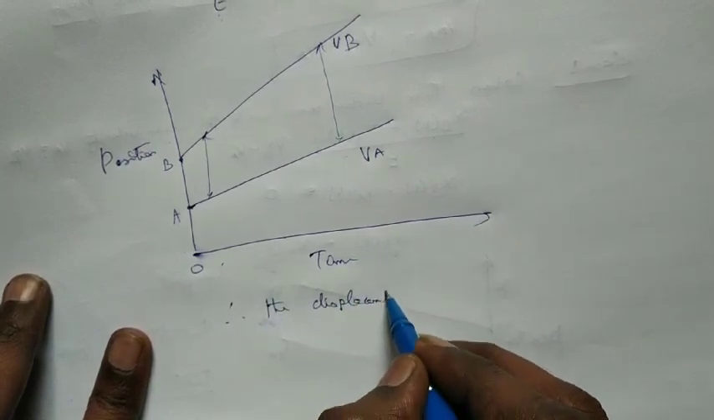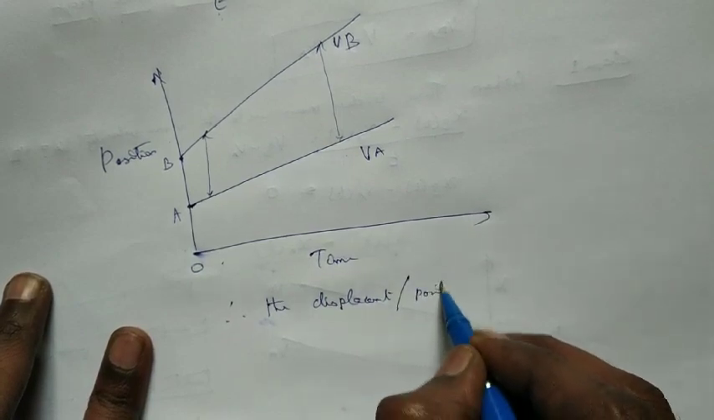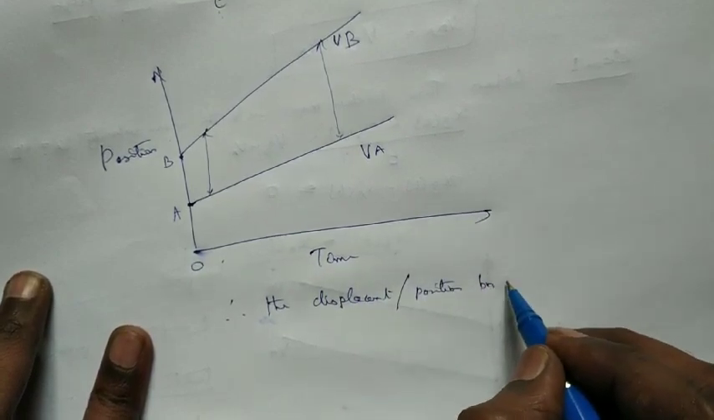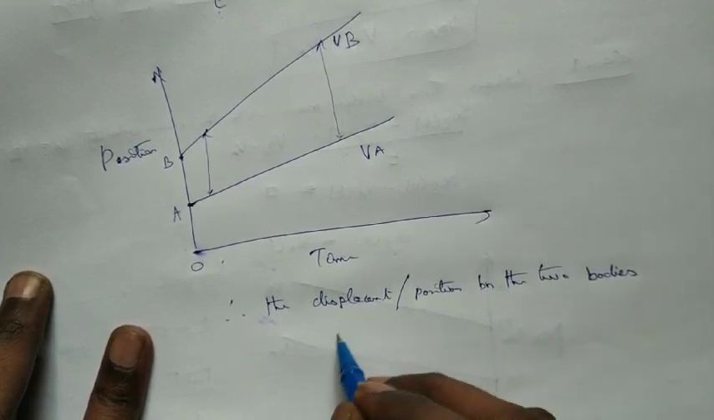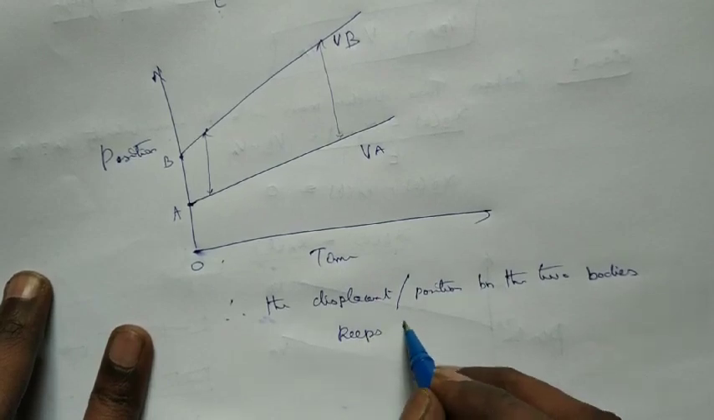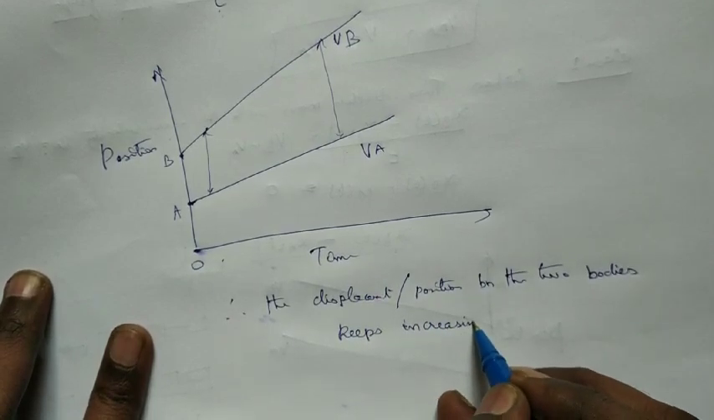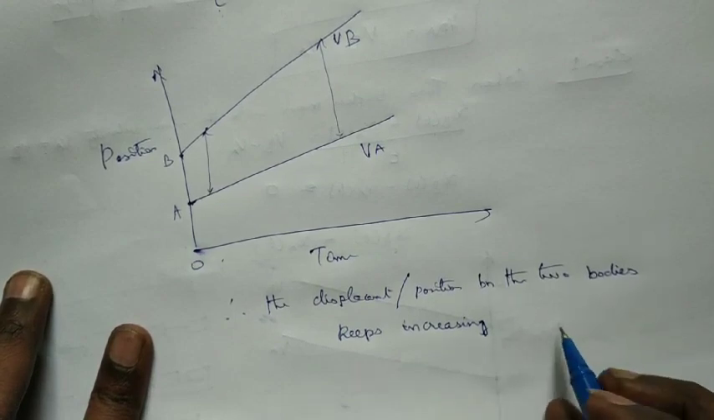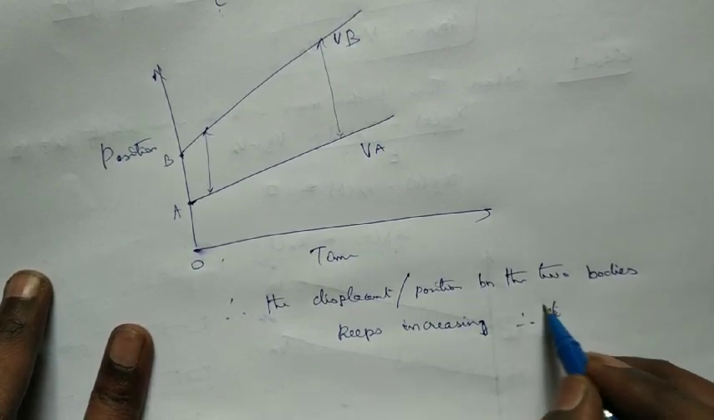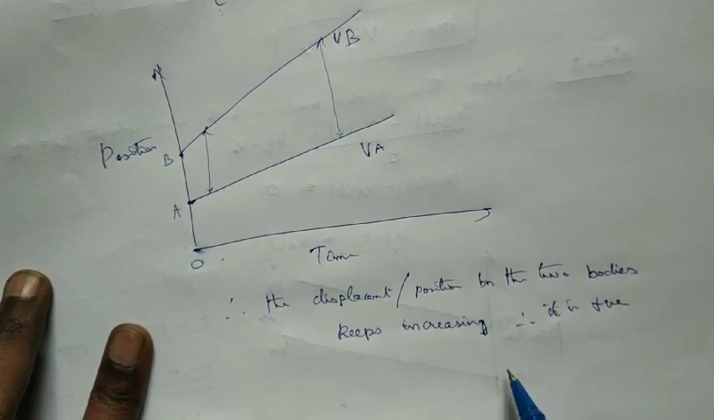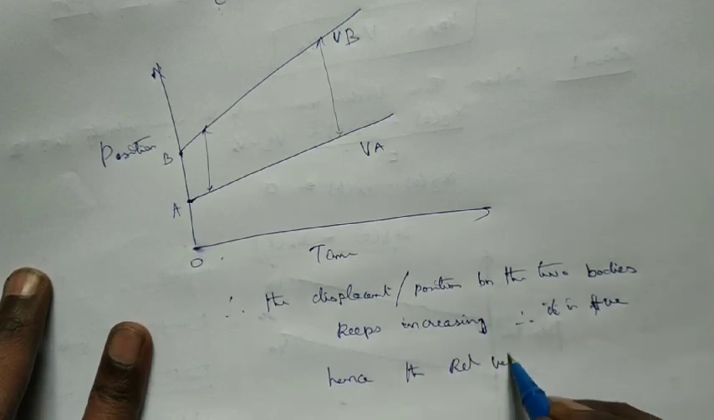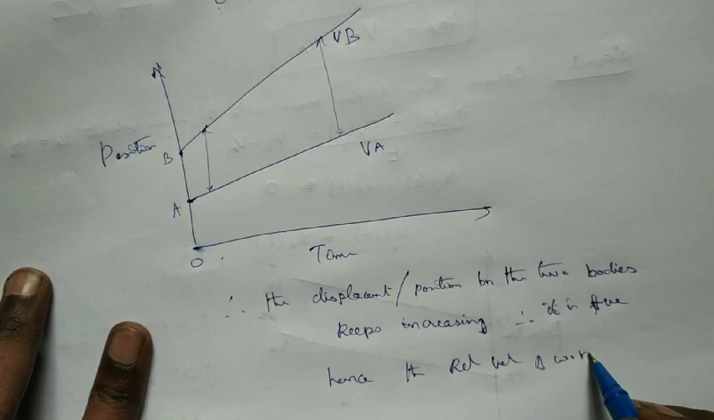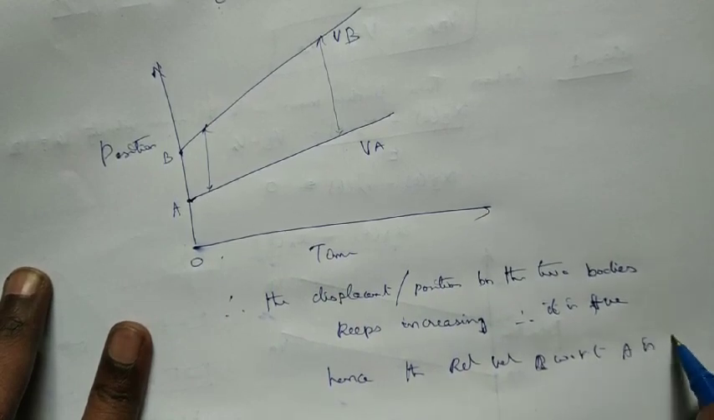displacement, you can say displacement, or maybe you can say the position between the two bodies keeps increasing. When the displacement keeps increasing, therefore it is positive. The displacement is positive, hence the relative velocity of B with respect to A is positive.